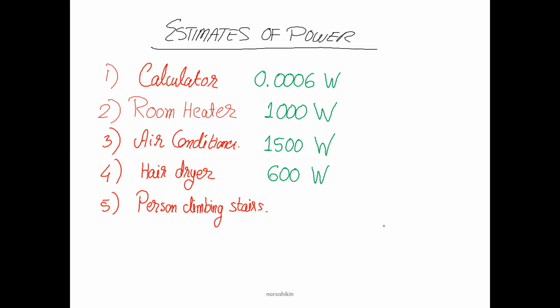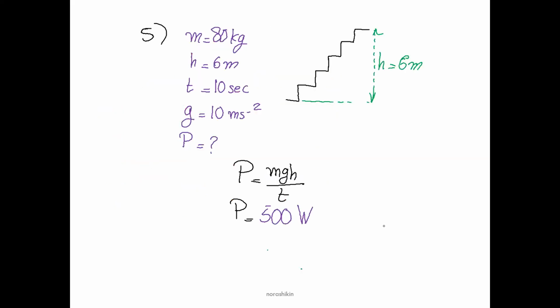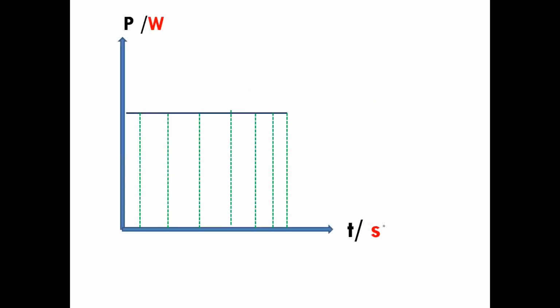How can we find the power of a person climbing the stairs? We can simulate the situation. This is a staircase. It is approximately 6 meters high. These are all estimations. We have taken a person whose mass is 80 kg and who is rising up. g is equal to 10, and then we need to find power. Power is equal to mgh upon t. If we calculate, we get the power like this.